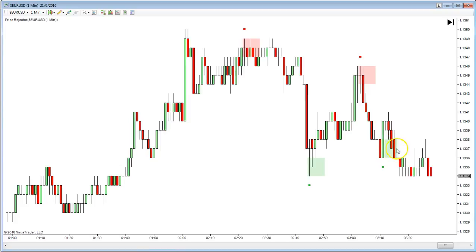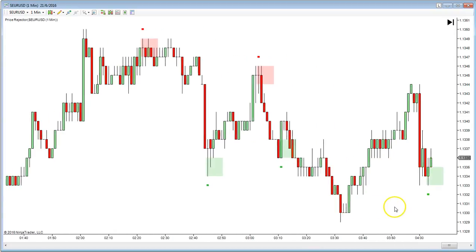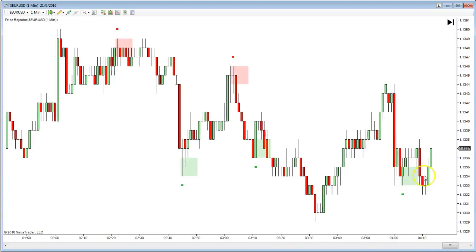So this trade didn't work out. You got one winner, two winners, three winners, a loser. So what happens? We just trade lower, lower, lower. Boom, we get another buy.